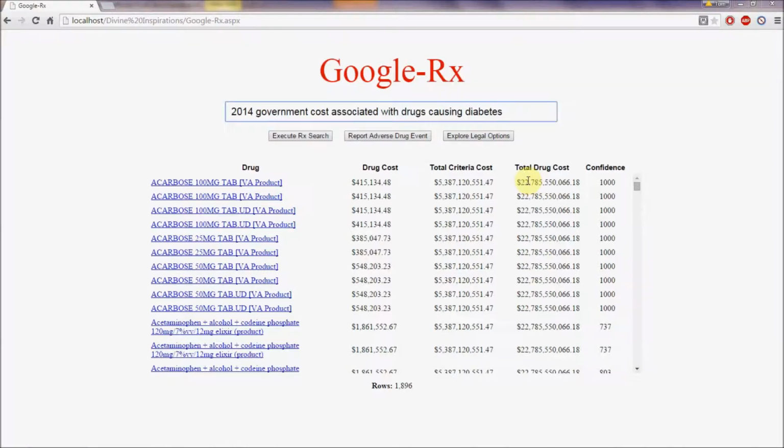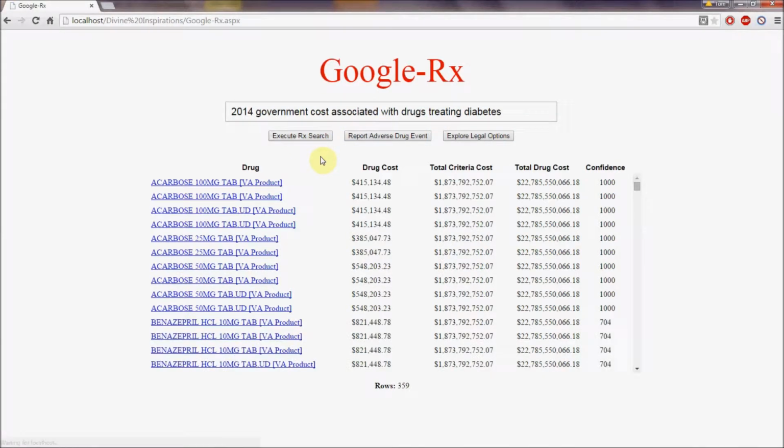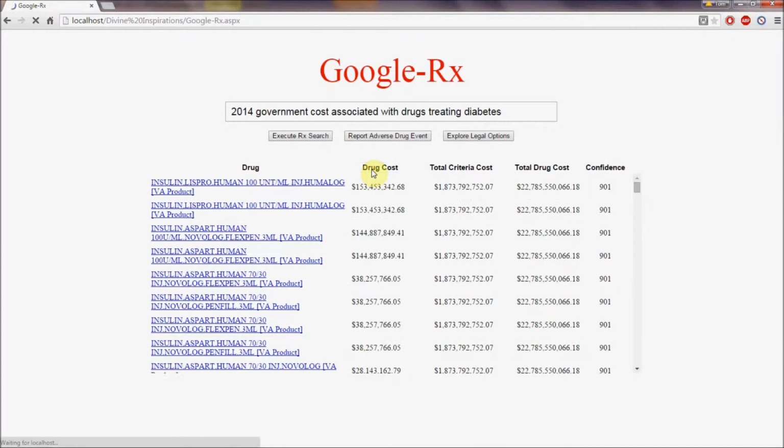To calculate the 2014 government cost associated with drugs treating diabetes, we make the simple modification. We change causing to treating. And we see 359 rows returned. Let's sort on the drug cost column. This tells us that the government spent the most amount of money last year on insulin to treat diabetes.